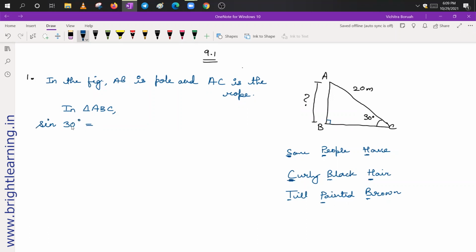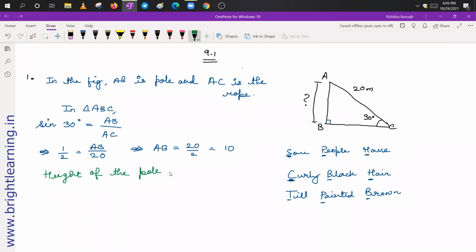Sine 30 degree is equal to perpendicular upon hypotenuse, that is AB upon AC. Now the value of sine 30 we know is half. The length of AB we have to find, and AC we know is equal to 20. So this 20 goes to the left hand side, and we get AB equal to 20 upon 2, that is 10. So we got the required answer: the height of the pole is 10 meters.